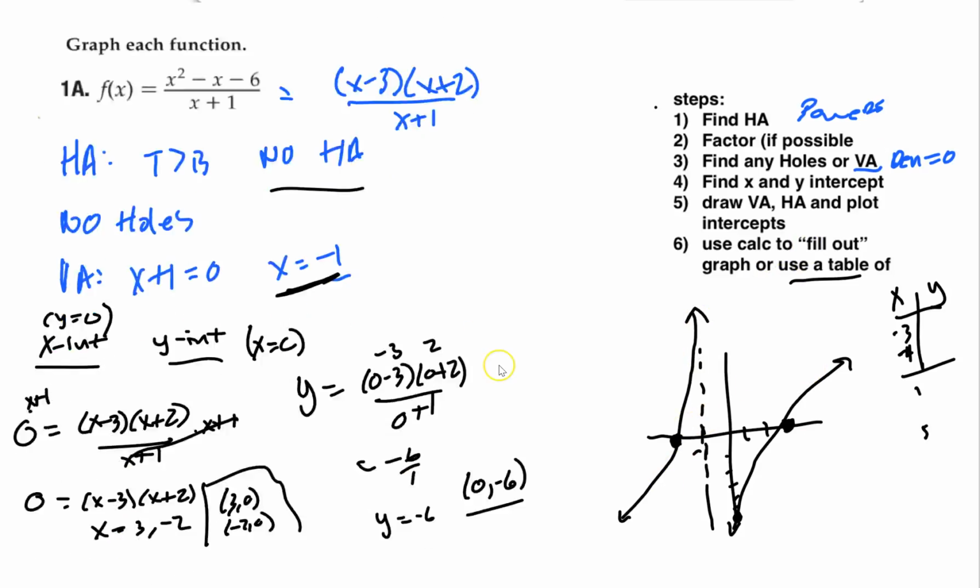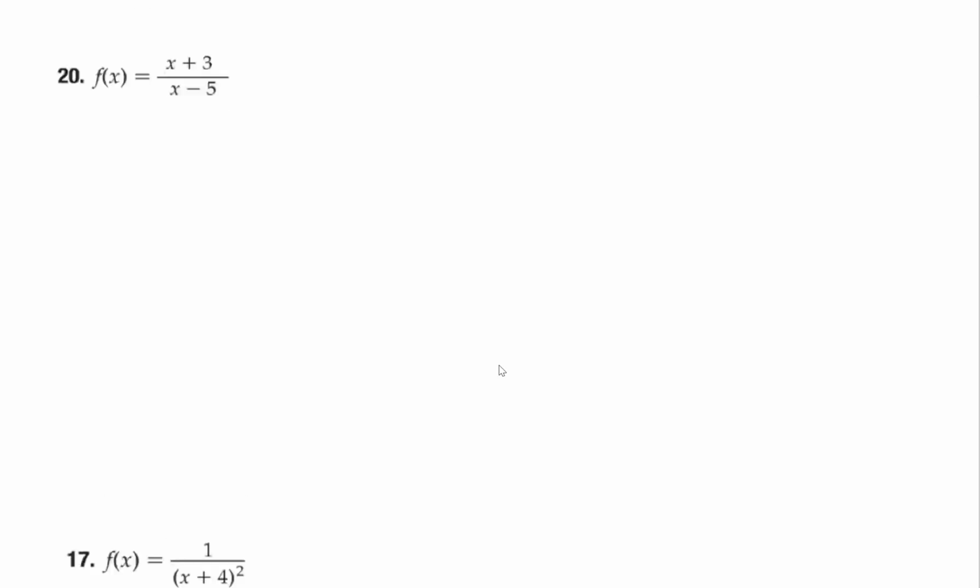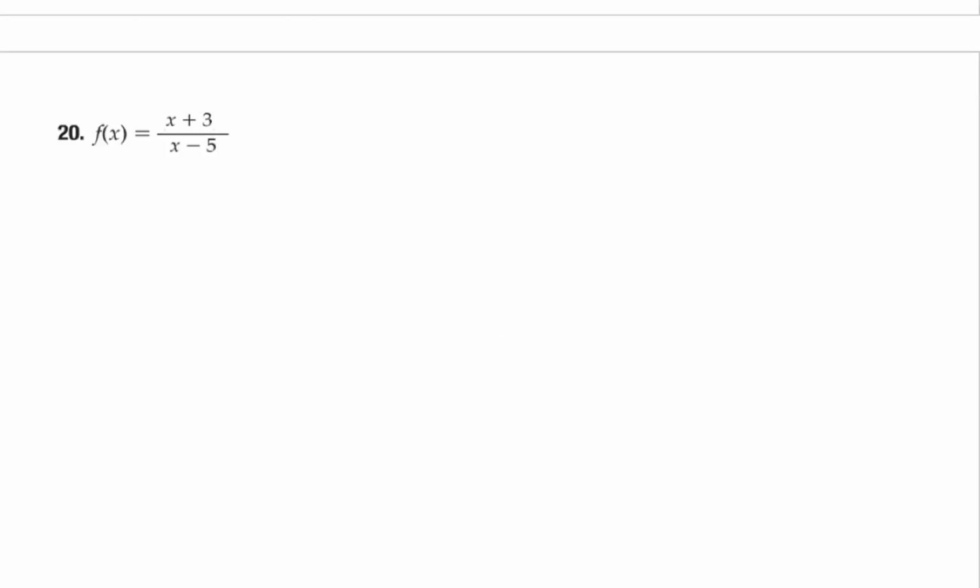Let's do some more. This next one here, right? Same steps. Let's find our horizontal asymptote first, because that's the easiest thing to find. Just look at the powers. And in this case, they're the same power. Top equals bottom. So that's the ratio. And remember, while we're looking at the coefficients, they're both 1 over 1. So y equals 1. Right? It's the ratio of the highest powers.